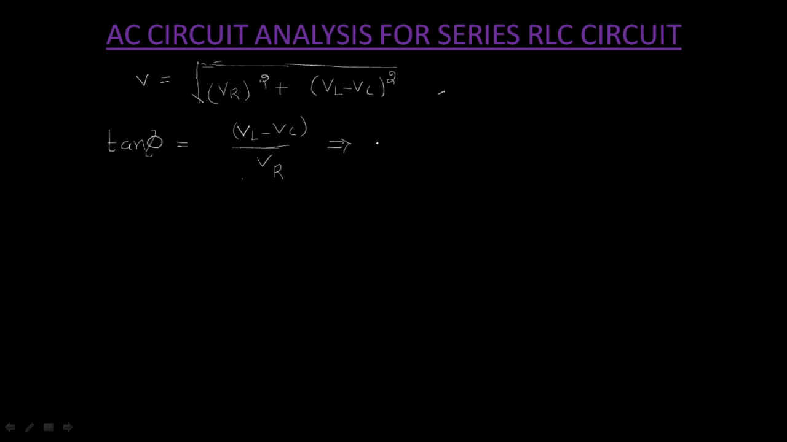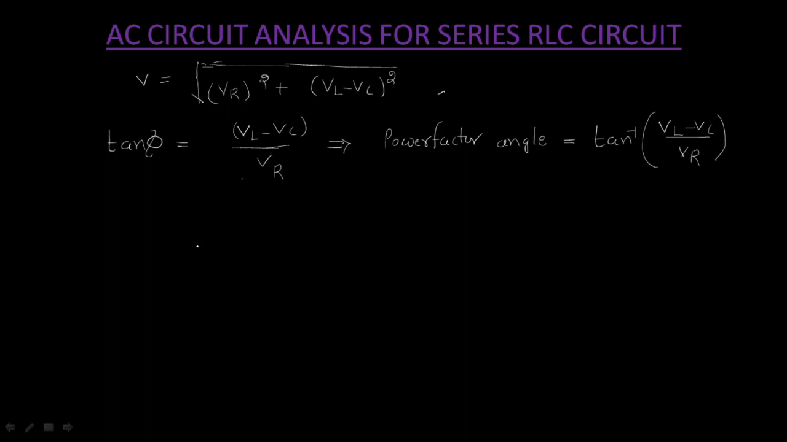So from that we can write the power factor angle. The power factor angle equals tan inverse of VL minus VC by VR, that is, tan inverse of (VL minus VC) by VR. This is the magnitude of the supply voltage and this is the power factor angle.